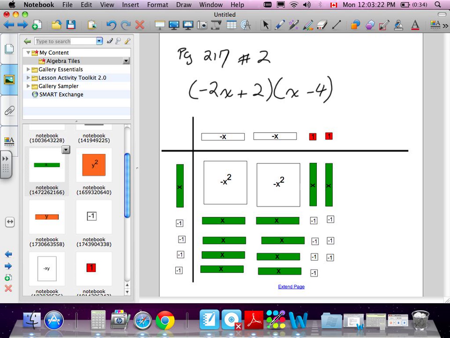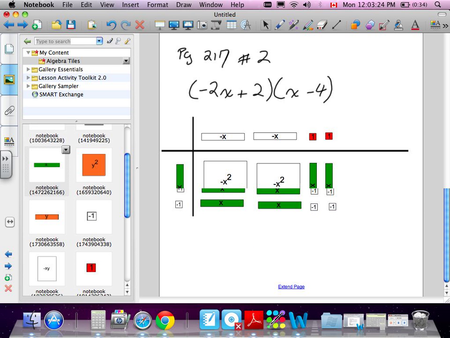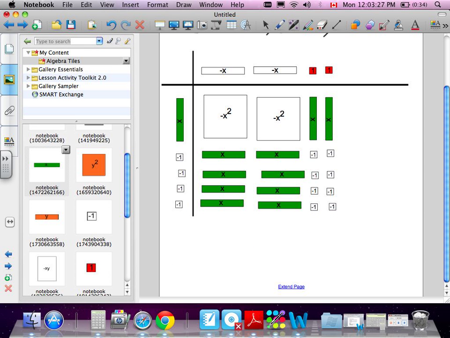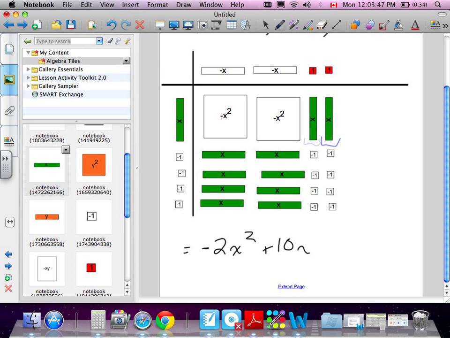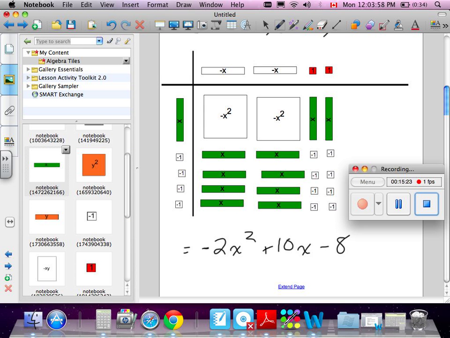Once we've done that, I'm just going to count to see what I have below. So, of x squareds, I have 2 of them. How would I represent that numerically? Negative 2x squared. How many positive x's do I have? 2x, 2, 3, 4, 10. So I have 10x. And how many negative ones do I have? 8. Minus 8. That's how we represent it with negatives.